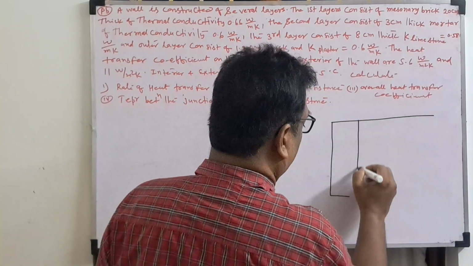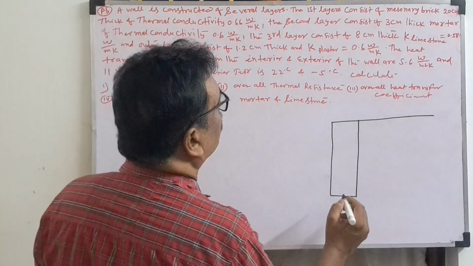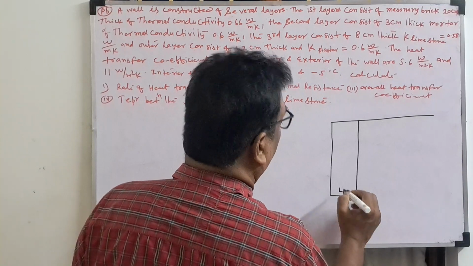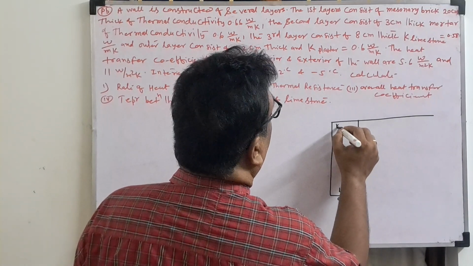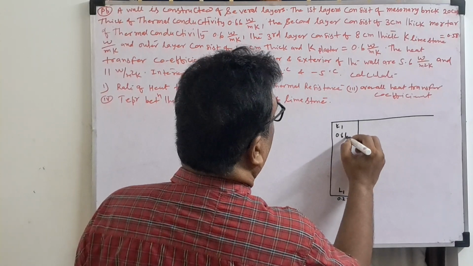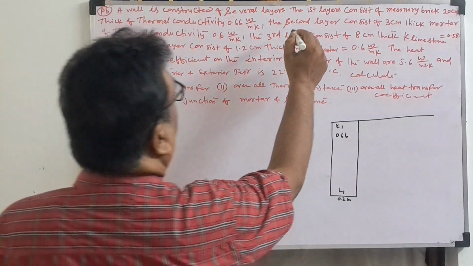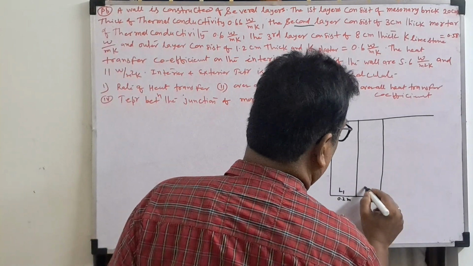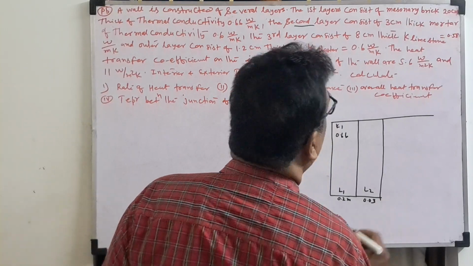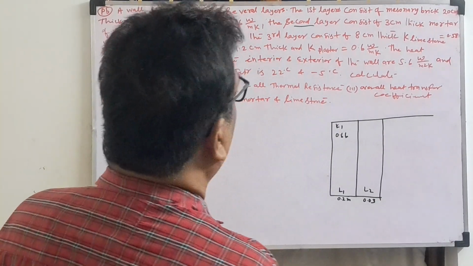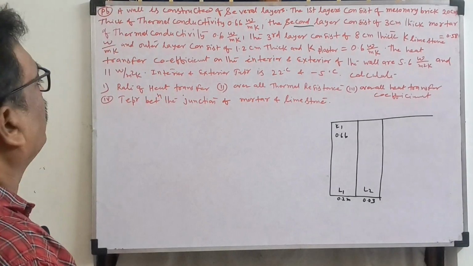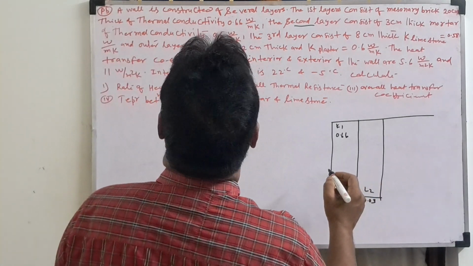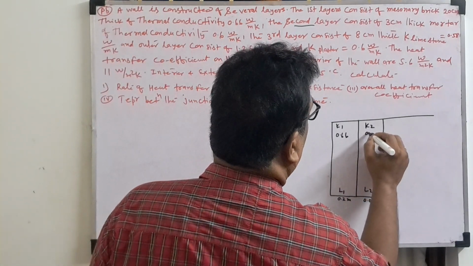First block: what is the thickness given? 20 centimeters, so 0.2 meter, that is called L1. And the thermal conductivity they gave, K1, is 0.66 watt per meter Kelvin. The second layer consists of 3 centimeter thickness. Take L2 as 0.03 meter, 3 centimeter divided by 100 is 0.03 thickness. The thermal conductivity is K2 equal to 0.6.